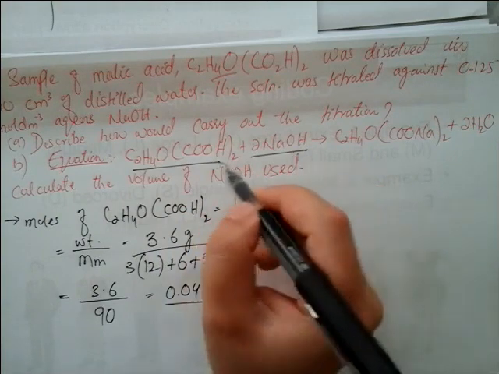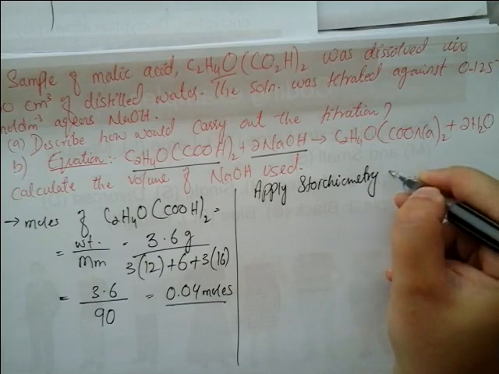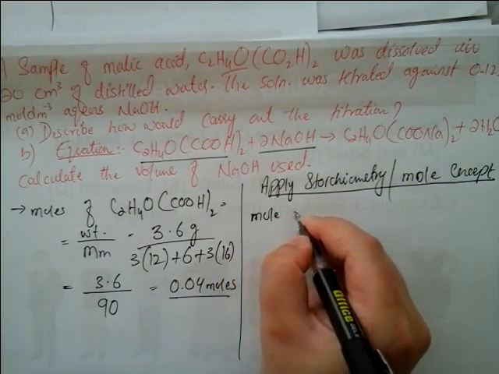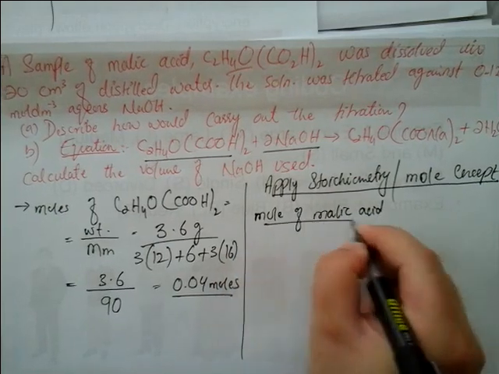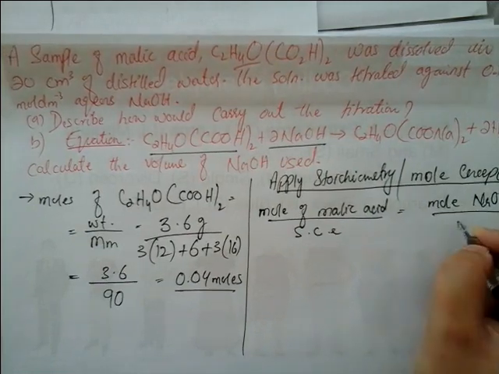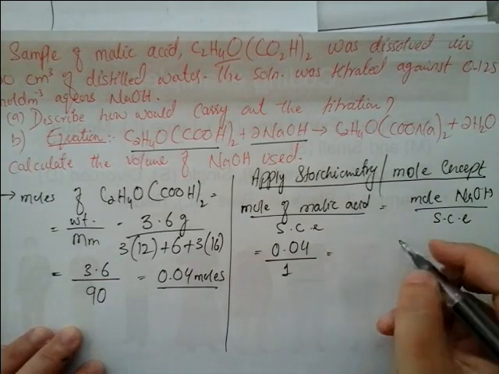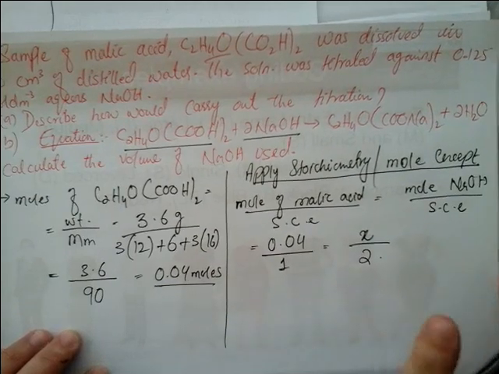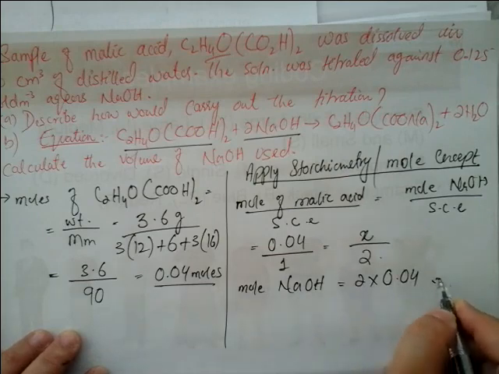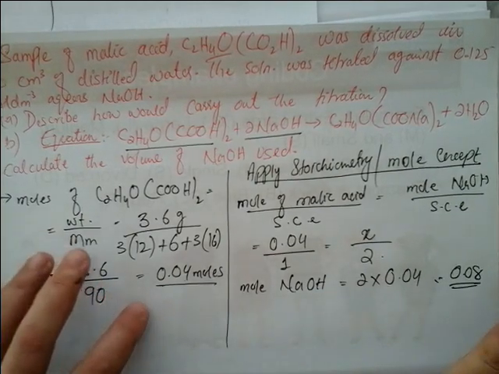So what will we do? We definitely apply stoichiometry, or the mole concept. That is, moles of malic acid divided by its stoichiometric coefficient is equal to moles of sodium hydroxide divided by its stoichiometric coefficient. So moles of malic acid, which is given, 0.04 divided by 1, and moles of sodium hydroxide X, stoichiometric coefficient is 2. So moles of sodium hydroxide would become equal to 2 multiplied by 0.04. It comes out to be 0.08. So 0.08 is the moles of sodium hydroxide.